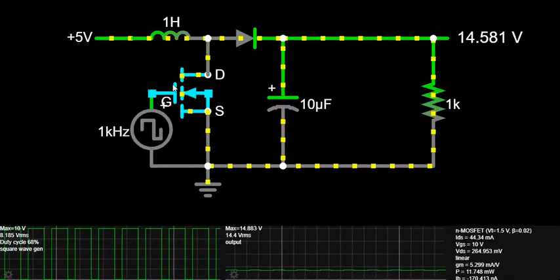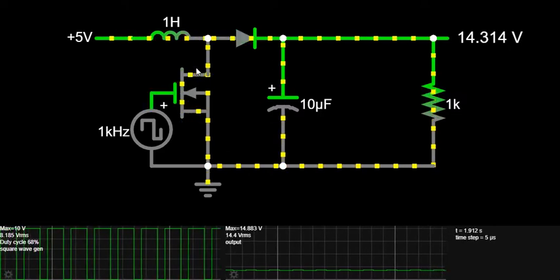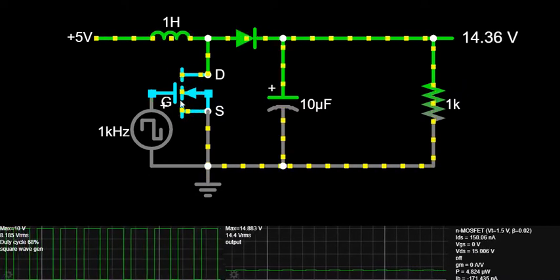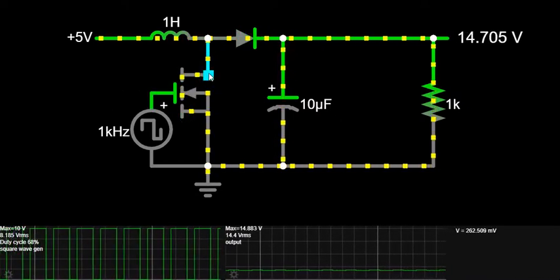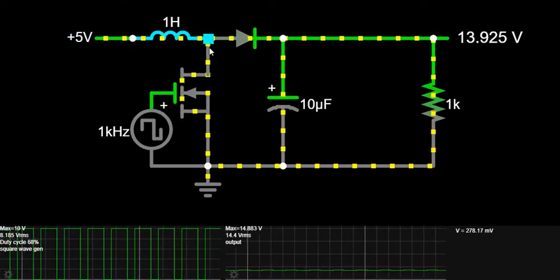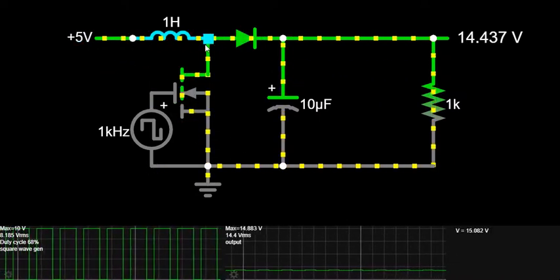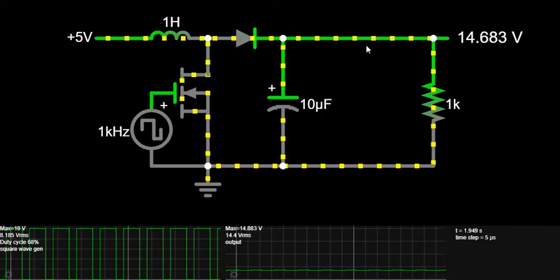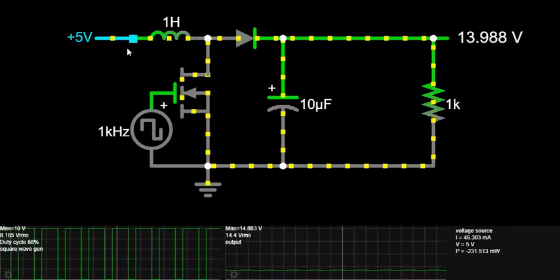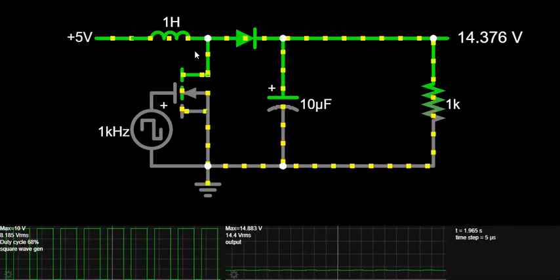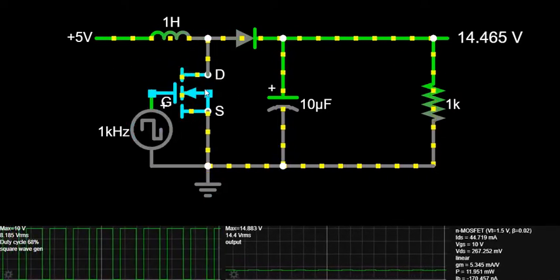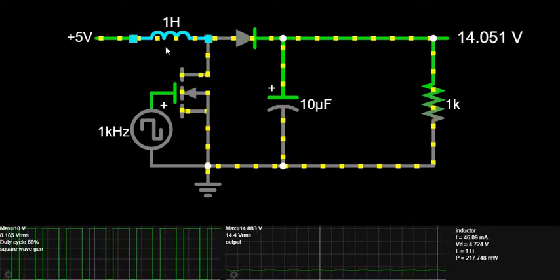So now we talk about the working of this. This MOSFET is always turning on and off, and when it is on, the current will flow like this. There will be no current on the output side. In that condition the polarity of the inductor will be positive here and negative here, and during the on time of the MOSFET, the inductor will store the energy.